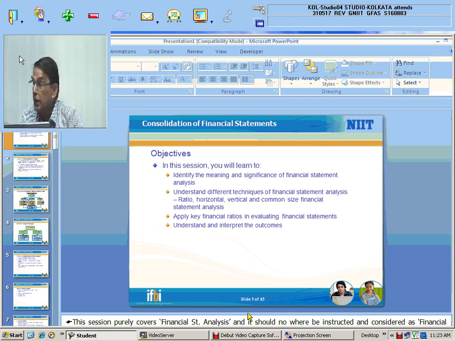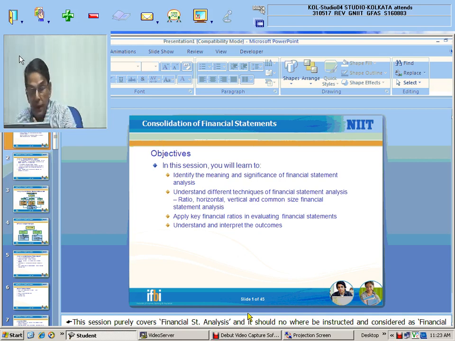So it's about the meaning and significance of financial statement analysis. Understand the different techniques of financial statement analysis. What are the various techniques used for analyzing the financial statements? The key financial ratios which are used in evaluating the financial statements, and understand and interpret the outcomes. So this session will purely cover financial statement analysis, and it should not be considered as financial analysis.